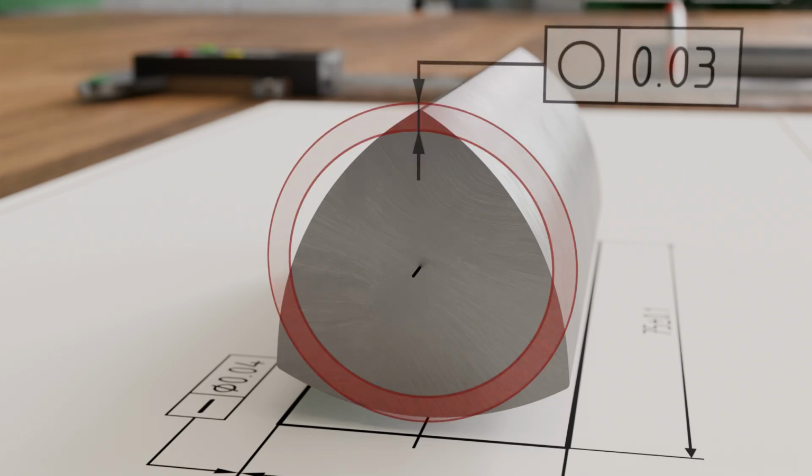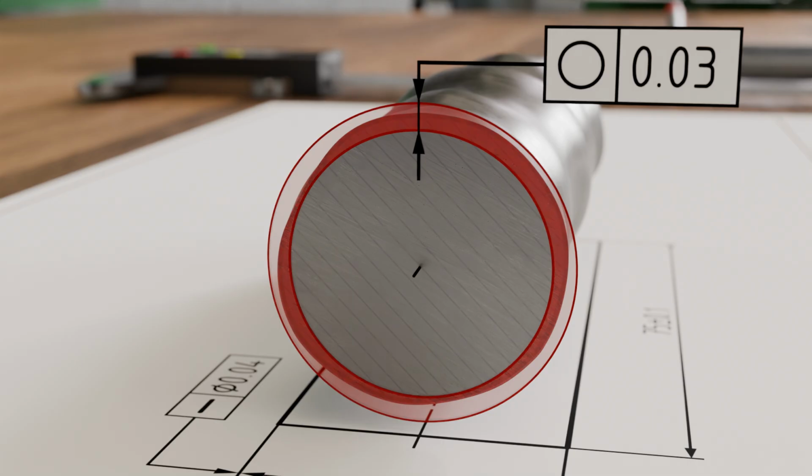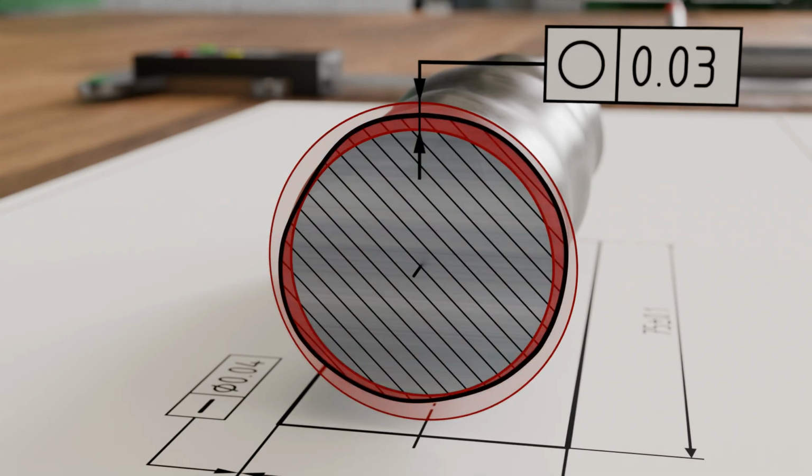Roundness is defined by two concentric circles, which form an annular zone within which the actual geometric element must lie. The roundness symbol is a circle, and the specified tolerance value corresponds to the distance between the concentric circles, or, in other words, the thickness of the tolerance ring.